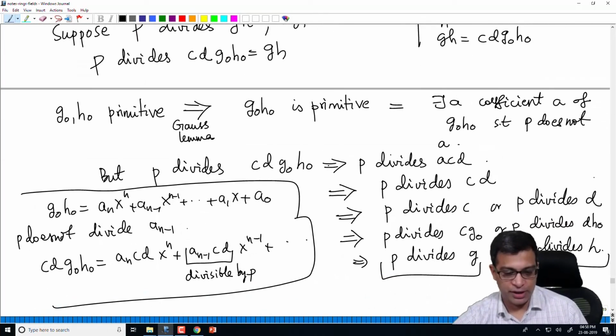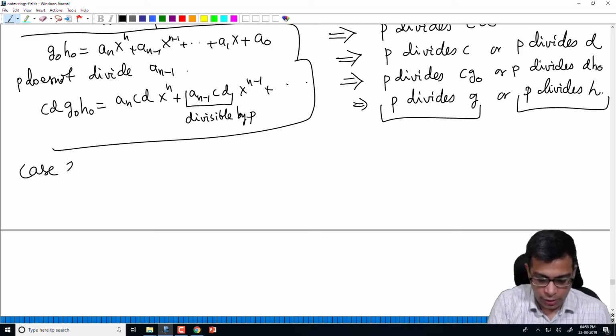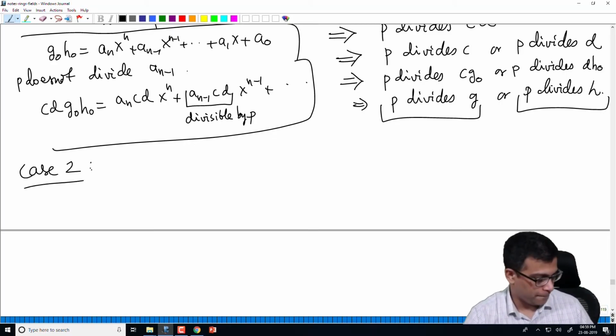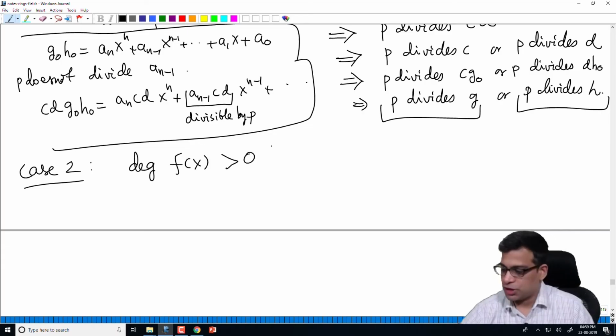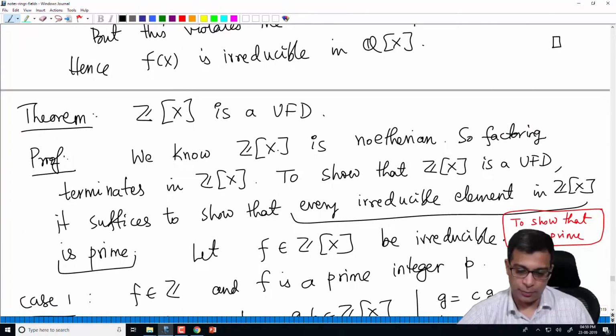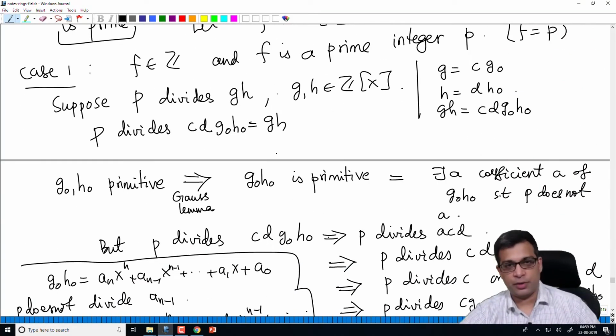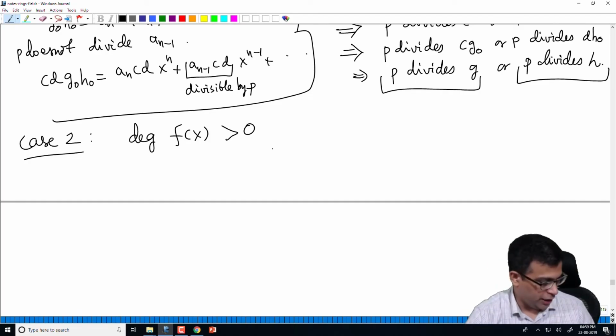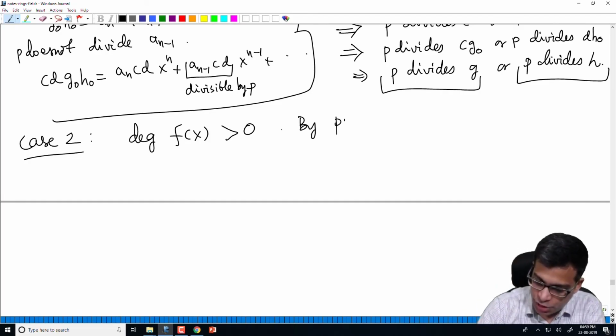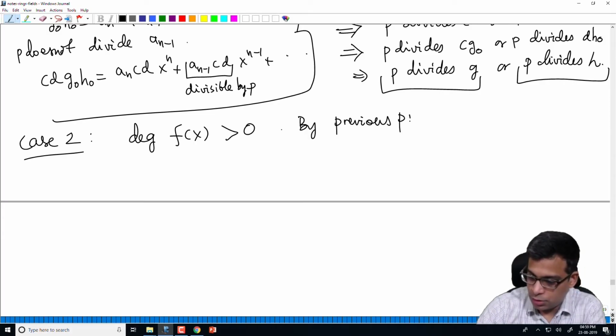If it's confusing, please just go over this proof again, and it should be clear to you, because it's not very difficult at this point. So now the second case: suppose degree f is positive. Remember again, I am trying to prove that any irreducible element in Z[x] is prime. So I have taken an irreducible element. By the previous proposition, it falls into one of the two cases. In case 1, it is degree 0, in which case it's a prime integer. In case 2, it is positive degree. By the previous proposition, f(x) is primitive.